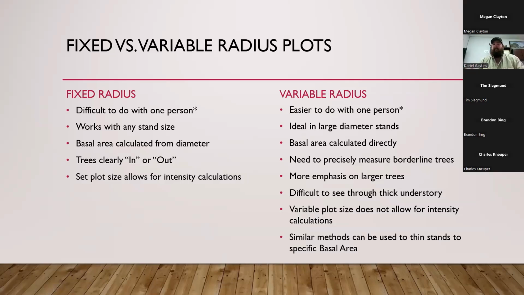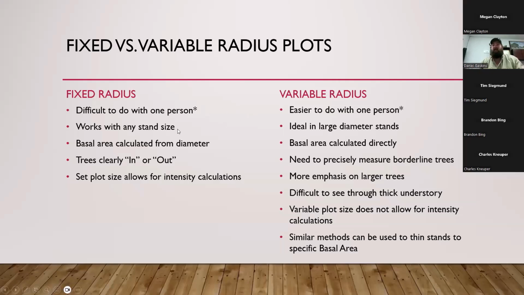So there are benefits and downsides to both. Fixed radius plots, the literature says it's harder to do with one person, and that is sort of true because you are going to be measuring out the distance to more trees as opposed to just the borderline trees. I put an asterisk on both of these because it varies from plot to plot. You can do fixed radius plots by yourself. There are tools out there now that make that easier.